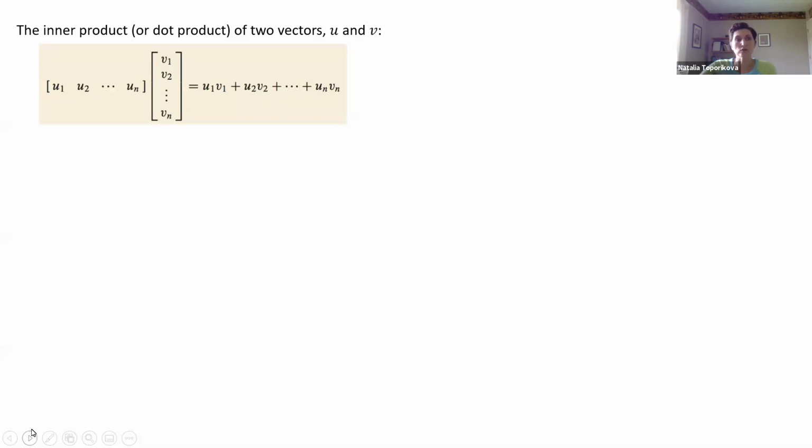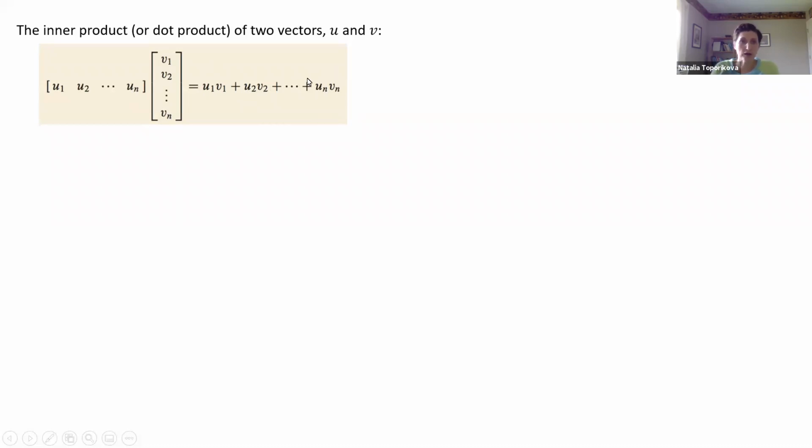One of the most important operations in this section is the inner product, or dot product, which is defined between two vectors. We take the first component of vector u multiplied by the first component of vector v, then the second component of u multiplied by the second component of v, continue all the way until we reach component n, and then we add all these products together.